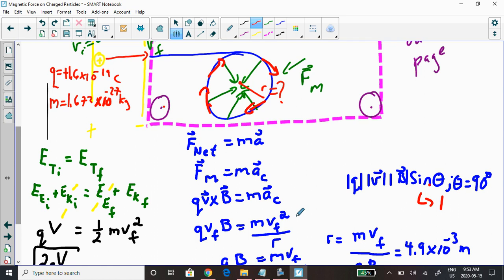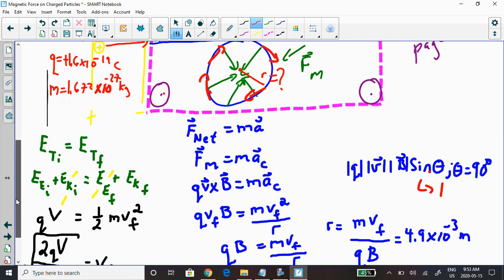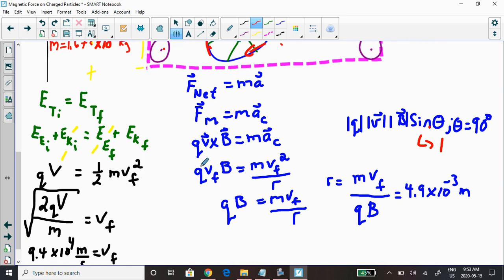So I can then say q, velocity final, magnitude of the magnetic field is equal to m. And what's centripetal acceleration's magnitude? Because we're only dealing with magnitudes here. Remember, centripetal acceleration is v squared over r. In this case, the v is v f, the v with which the charged particle entered the magnetic field.